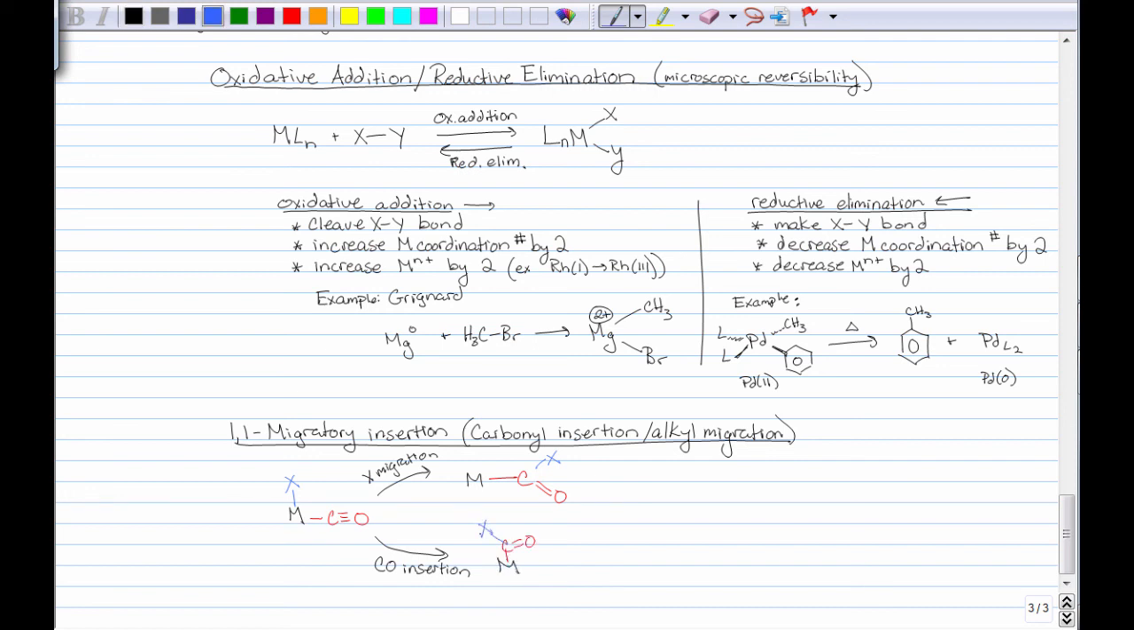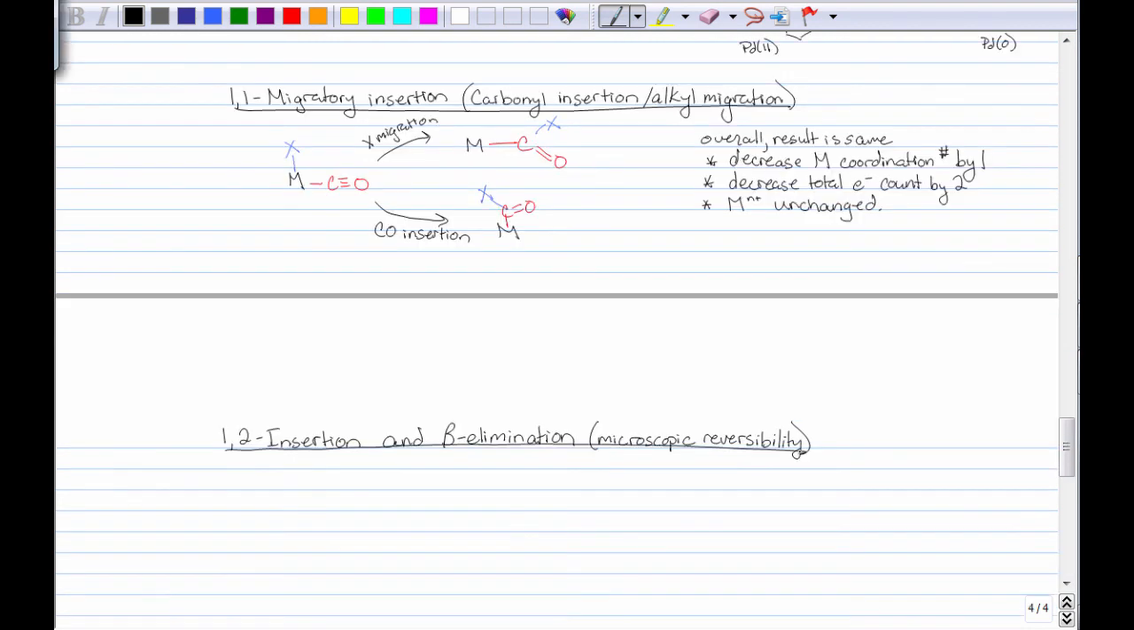And there are experiments that you can use to distinguish these types of things, but overall, typically the results are the same. In this reaction, you're decreasing the metal coordination number by 1. You're decreasing the total electron count by 2, but you're not changing the metal oxidation state. The last two reactions are again an example of microscopic reversibility.